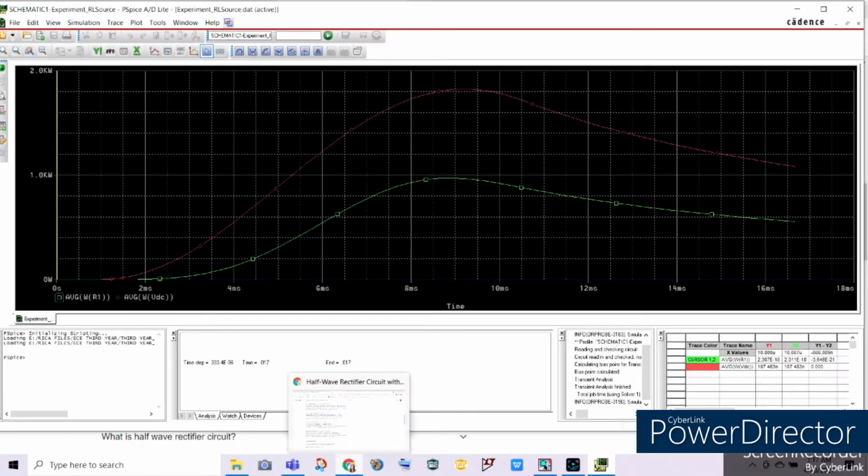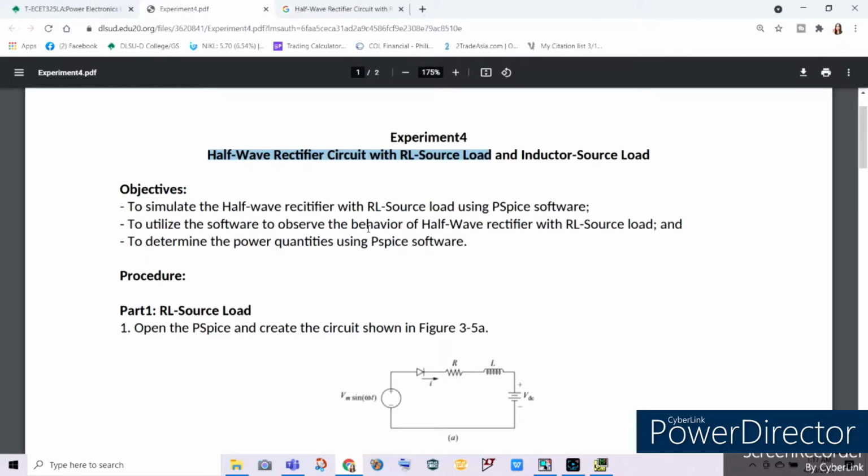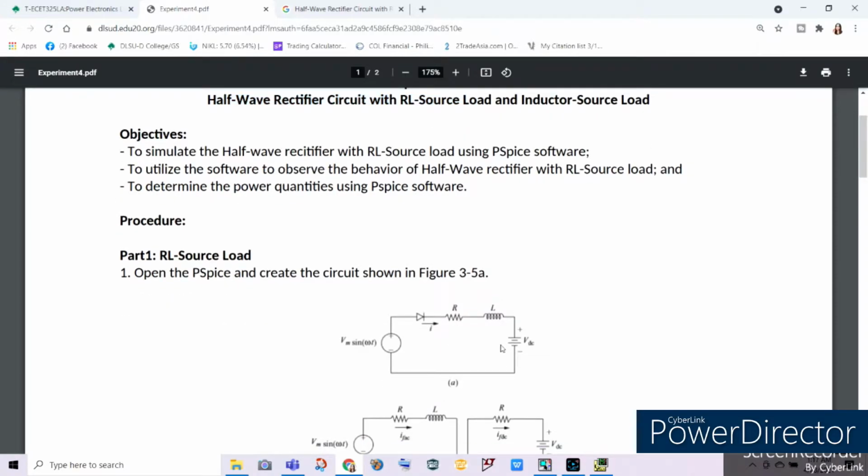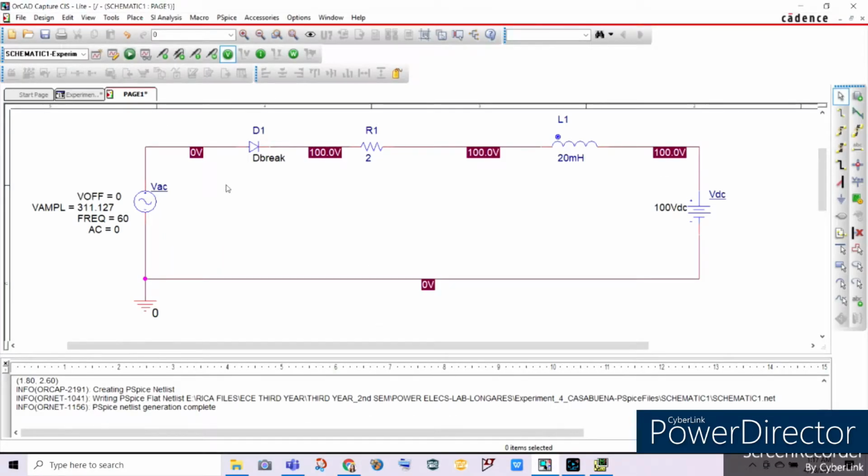So to remind us, this half-wave rectifier circuit uses a resistor, an inductor, and a source load, which is connected to a diode here. So taking note of the role of a diode in a half-wave rectifier circuit, the voltage will not be supplied to the circuit or to the other components if the diode is not forward biased.